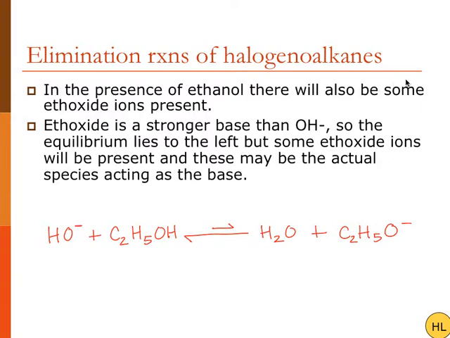So, elimination reactions of the halogenoalkanes. In the presence of ethanol, there's also going to be some ethoxide ions present. This ethoxide is a stronger base than the hydroxide, so the equilibrium is going to lie to the left. But some of those ethoxide ions will be present, and they might actually be the substance that is acting as the base.